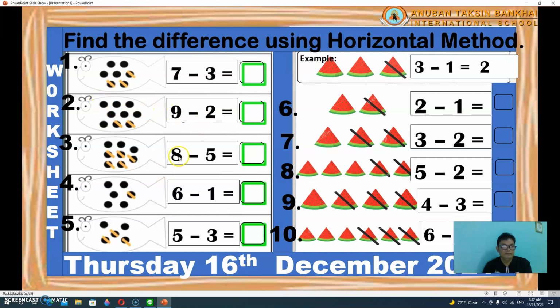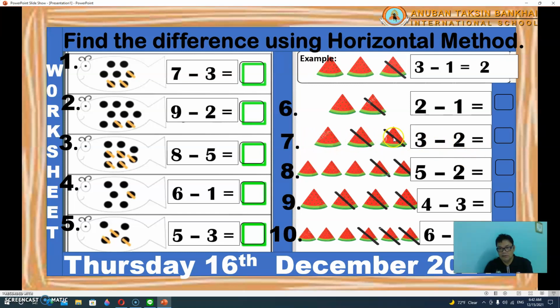Okay, 8 minus 5 equals 1, 2, 3. Correct. Very good. 6 minus 1 equals 1, 2, 3, 4, 5. Okay, correct. 5 minus 3 equals 1, 2. Okay. So, in number 6, 2 minus 1 equals, what is your answer? 1. Very good.